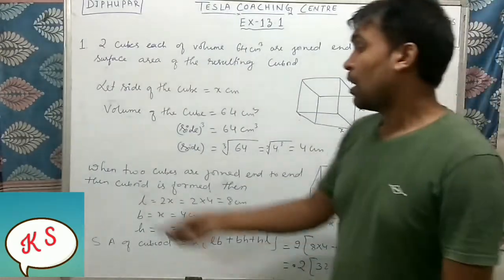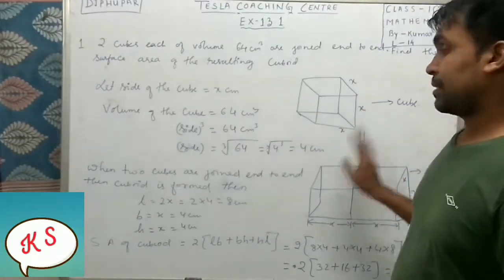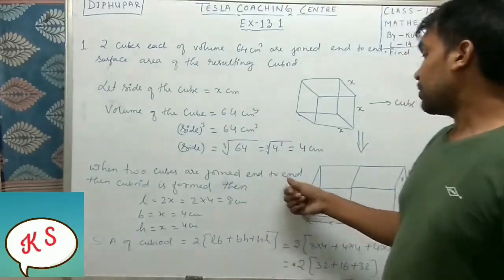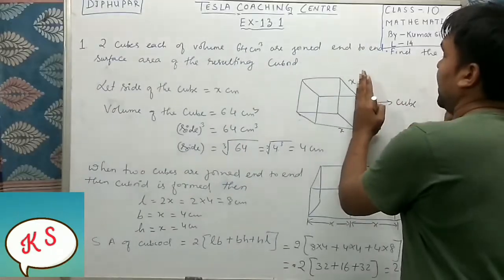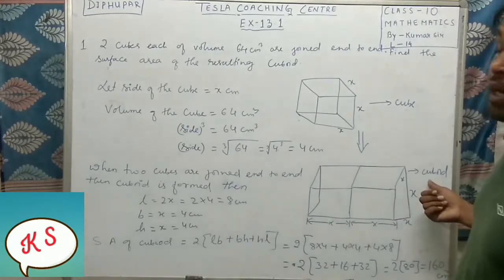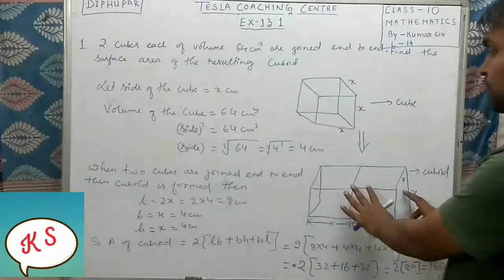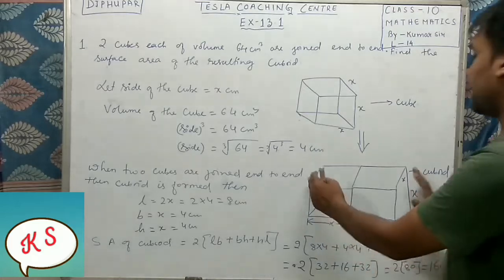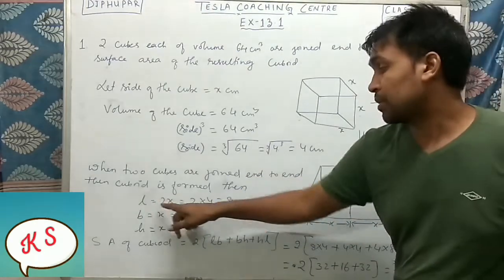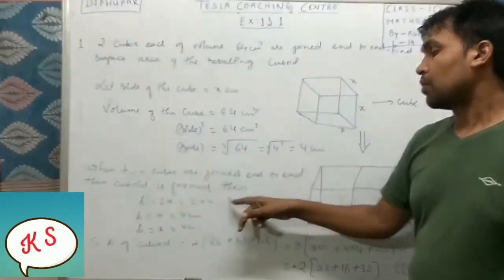Now when the cube was single, the length and breadth and everything was x. When two cubes are joined end to end, one end of one cube is joined to another end of the other cube. So when two cubes are joined end to end, a cuboid is formed. Then the length of the cuboid will be x plus x, which is equal to 2x. So 2 into x value, how much did we get? 4. So 2 into 4, that is 8 centimeter.